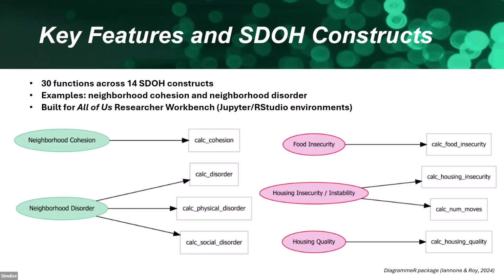We included 30 functions for scoring 14 constructs across SDOH domains. Things like neighborhood cohesion, neighborhood disorder, food insecurity, housing insecurity, and housing quality. Some constructs have one score, others break down into subscores. And we built this package to work smoothly inside the All of Us Researcher Workbench. That means it runs in both RStudio and Jupyter environments within the platform.